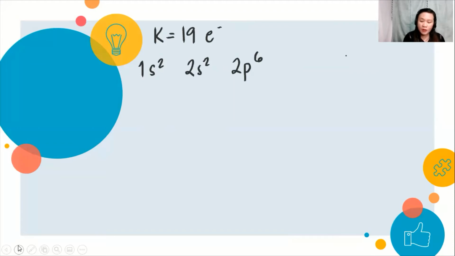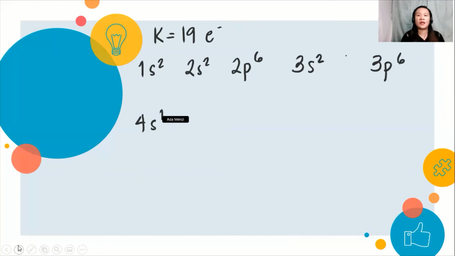Okay, that will be 3s2, and then we have 3p6 and 4s1. Okay, so that's the electron configuration for potassium. Next, we draw the different boxes for the different orbitals.